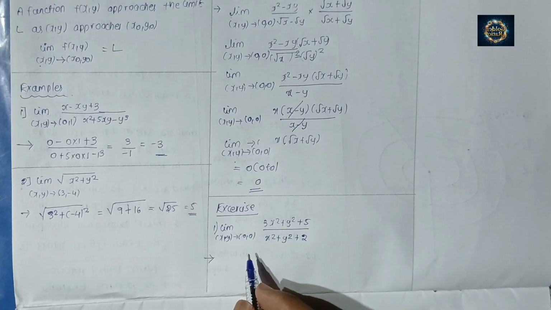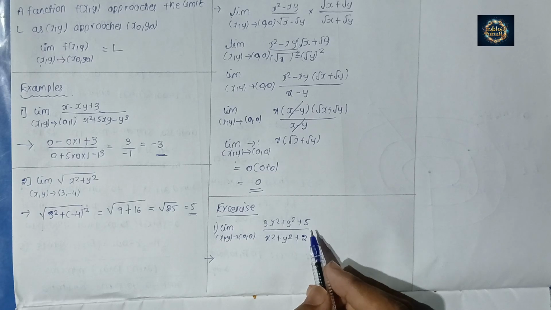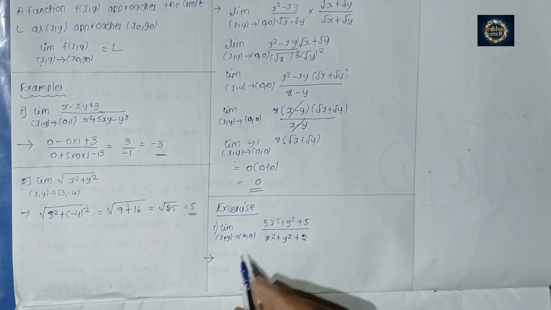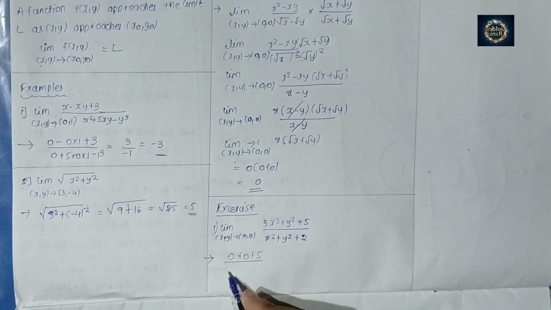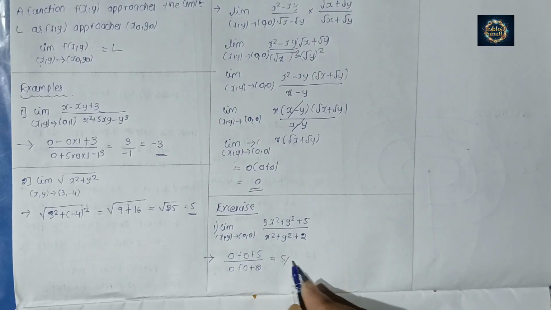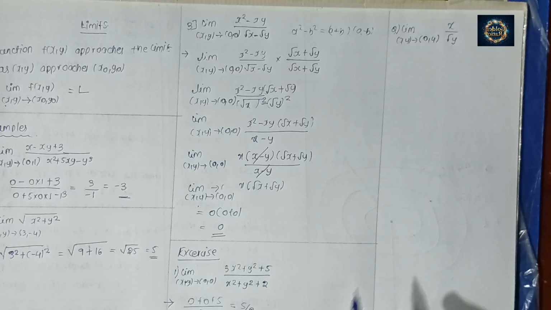There is no problem in substituting the limit. Here there are two terms, and the numbers are independent of x and y. If we substitute the limit, we won't be getting 0 by 0 form. So the first term will be 0 plus 0 plus 5. Here also 0 plus 0 plus 2. So the answer will be 5 by 2. This is the answer.